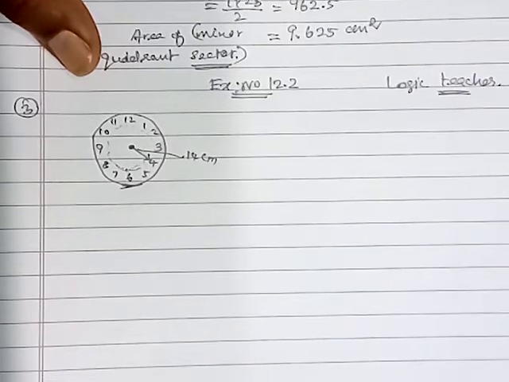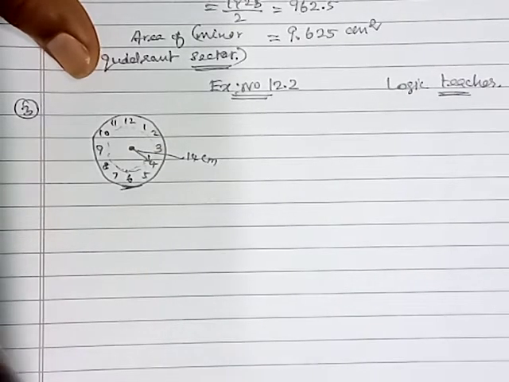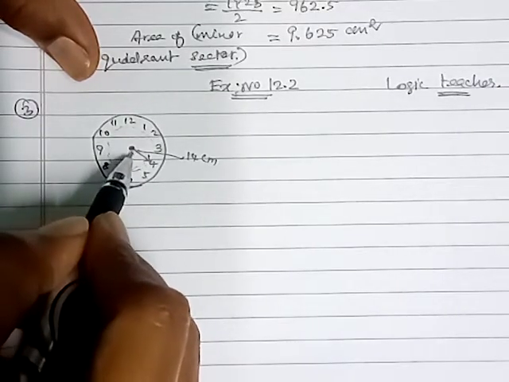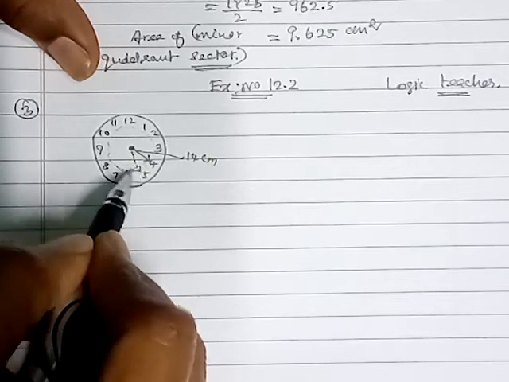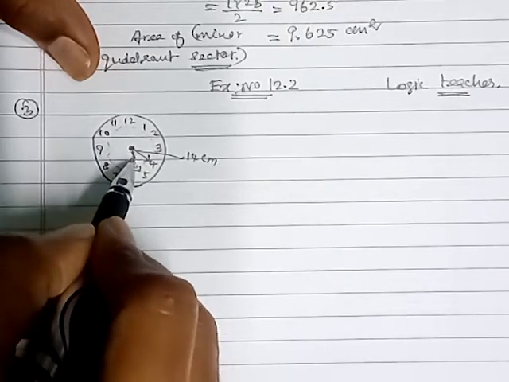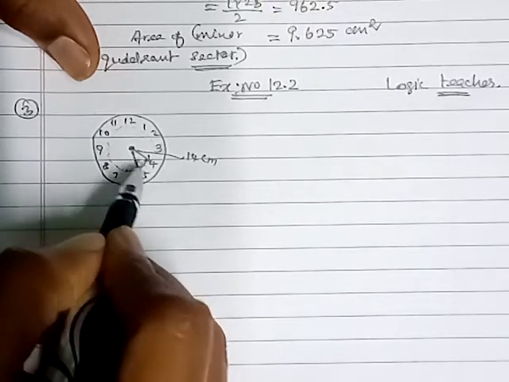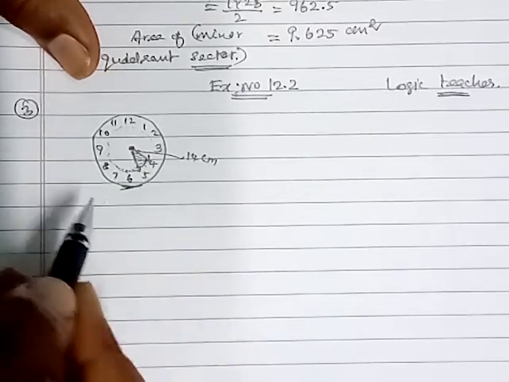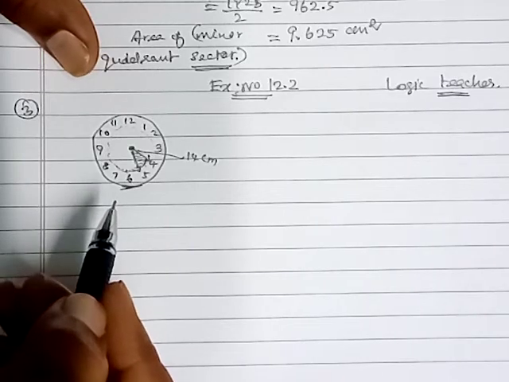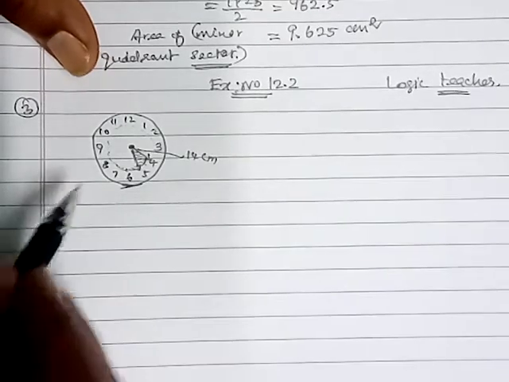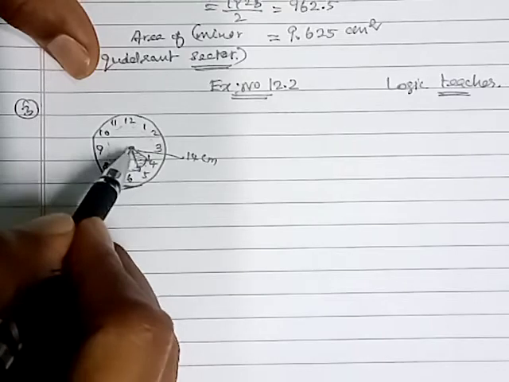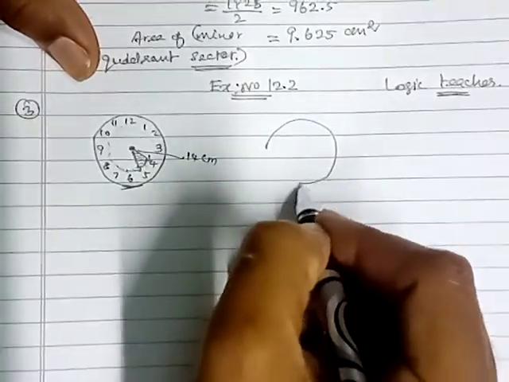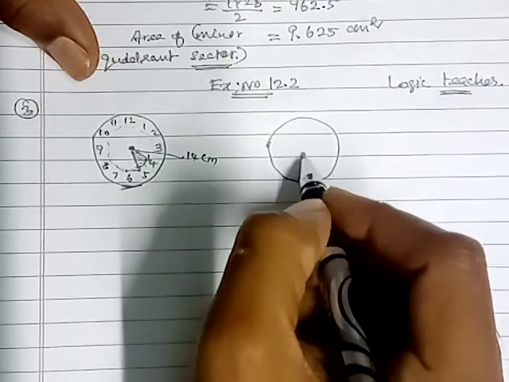Find the area swept by the minute hand in 5 minutes. So assume that it is in 4. After 5 minutes it will be here in 5. So we have to find out this area swept by the minute hand for 5 minutes. So this is the area, right? It is in the shape of a circle, the path of the minute hand.